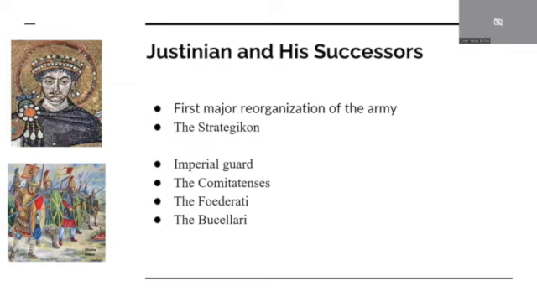At the end of the 6th century, the classification goes as Imperial Guard, stationed in the capital; the Comitatenses, field armies which replaced old Roman legions; the Foederati, composed of mostly barbarian volunteers, formed cavalry units; and the Bucellarii, another cavalry unit which composed of mostly Hun and Gothic volunteers.